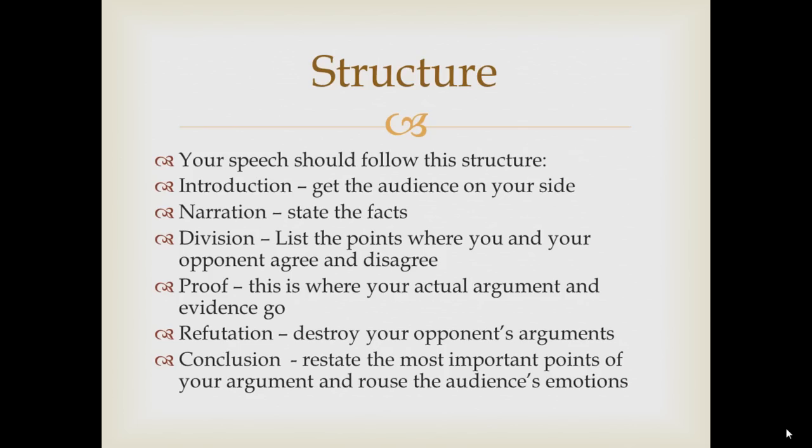So after you list all the things that we should consider as an audience, you want to actually offer us choices that you think will be most advantageous. That's the proof. Refutation then destroys your opponent's arguments by showing just how reasonable your choices are. And of course, the conclusion can restate some of your most important points, but you also want to make sure that you're rousing your audience's emotions.